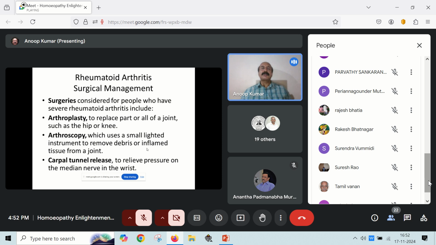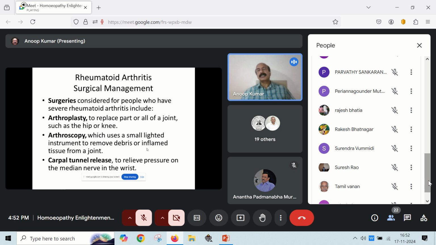There is surgical management, because sometimes, as I told you, tissue develops within the joint, and the joint becomes packed with material which is not normally there. So they have to surgically remove those unwanted tissues and reconstruct the broken joints. That's called arthroplasty, which is to replace the part or a small part of the joint, such as the hip or knee. So that will be replaced. Then arthroscopy, which is using small lighting instruments to remove debris or inflamed tissue from a joint. So these are the types of surgeries.